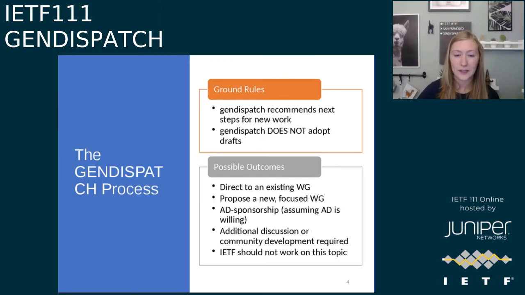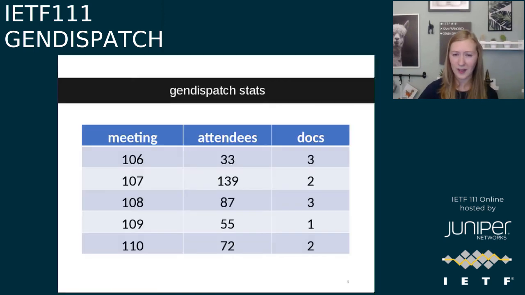So just a reminder, the GenDispatch process gives us these ground rules and possible outcomes. The ground rules: we just recommend next steps for new work. We do not adopt drafts. Only dispatch does adopt drafts, actually. SecDispatch doesn't adopt either. Our possible outcomes at the moment are directing to an existing working group, proposing a new focused working group, or recommending AD sponsorship, assuming a willing AD. It can go back into the community for more discussion or development, or another recommendation might be that IETF shouldn't work on this topic.